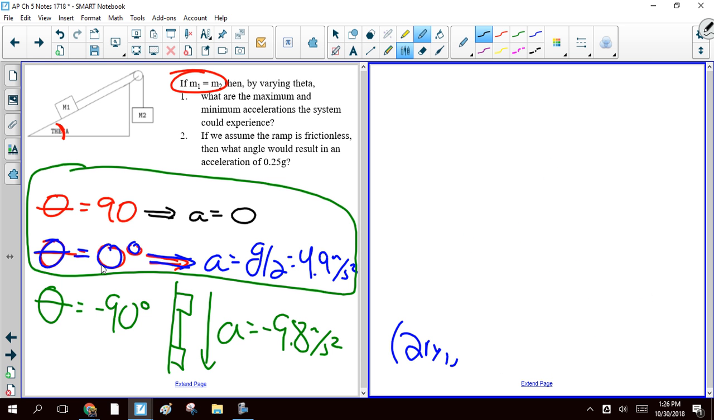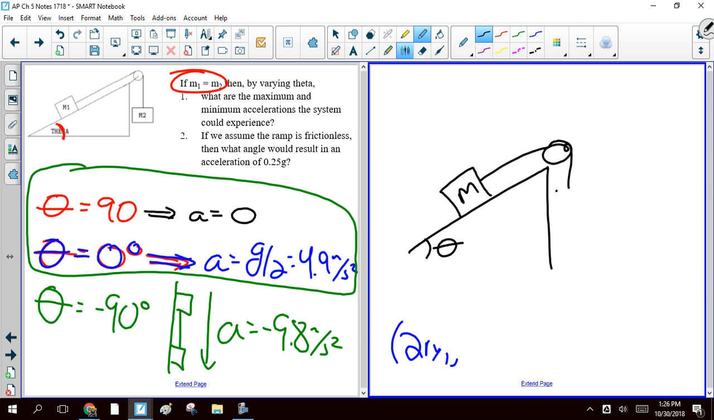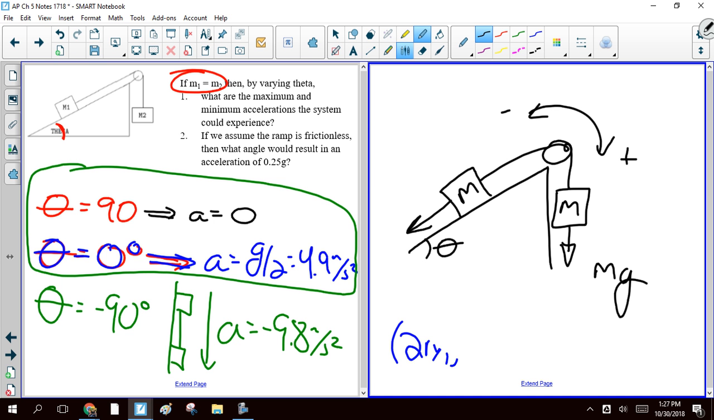Let's make a free body diagram for the system. We're going to call this guy theta. Here's m, and here's m. So we're going to have a force over here, which is mg, right? Let's make this way positive, because the force over here is just going to be the parallel component of gravity, which is going to be mg times the sine of theta, right? And no matter what, this force has to be smaller than this, right? So we'll make that guy negative, okay?